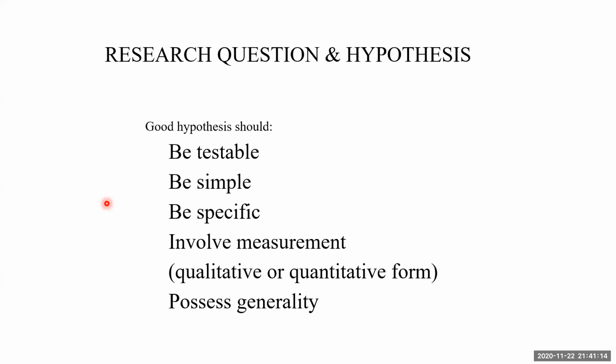A good hypothesis should be testable, simple and specific as well, and should involve measurement, in qualitative or quantitative form, and should possess generality. If you put a hypothesis that is not testable, you can't test it. If it was complex, you will lose your way in the process of the research. If it was not specific, you will not know what you are looking for. And it should involve measurement: how you can measure this hypothesis. So these are the points that need to characterize the hypothesis of the research.